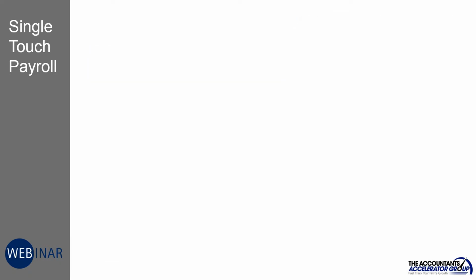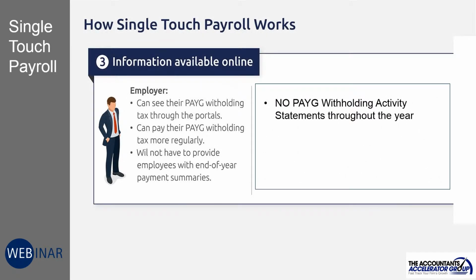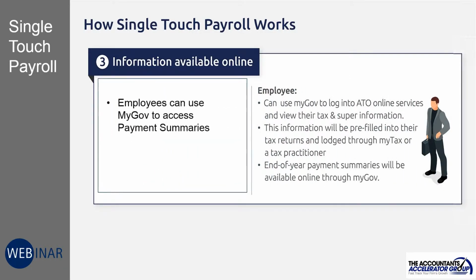By reporting through Single Touch Payroll, employers need not complete pay-as-you-go withholding activity statements throughout the year, and payment summaries will be available to employees through MyGov.